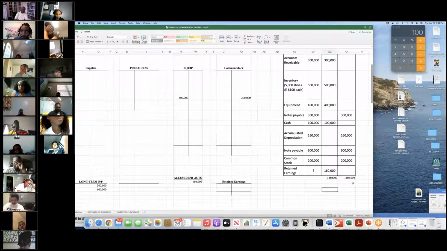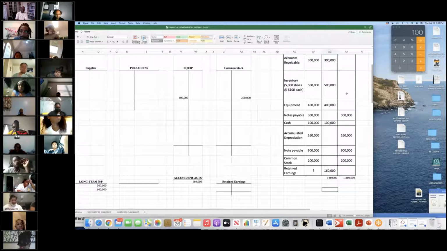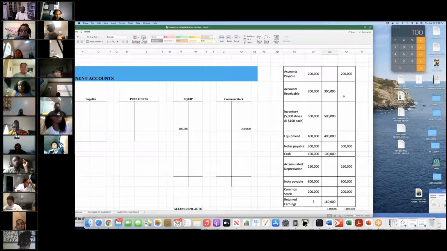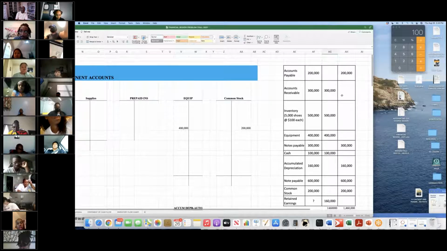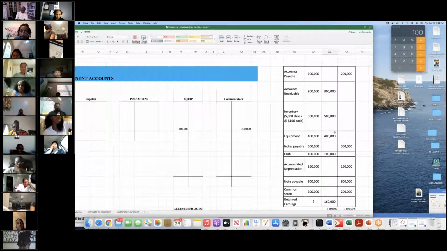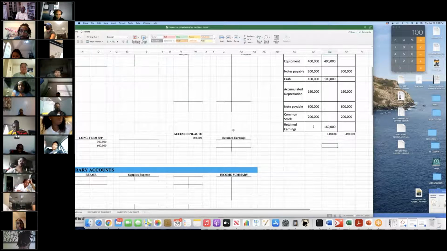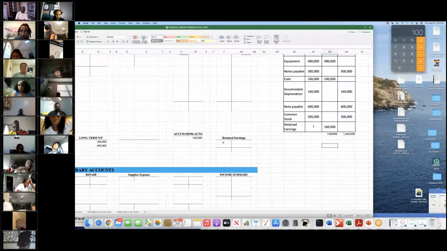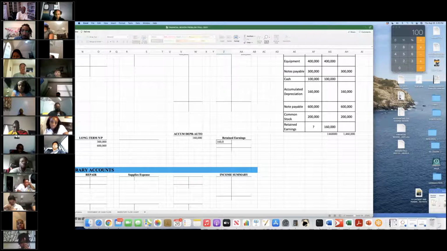Okay, so all we did, the accounting equation, assets equal liabilities plus common stock plus retained earnings. We knew everything except retained earnings. So we added up the debits, added up the credits, took the difference. So this company has a debit balance in retained earnings. And so that should alert you that the company is not doing well.